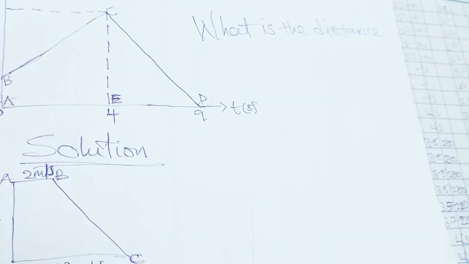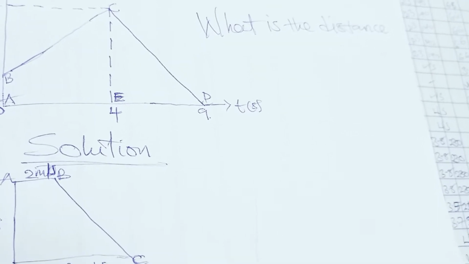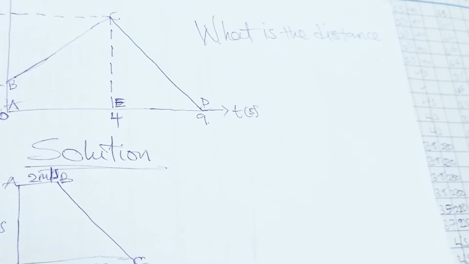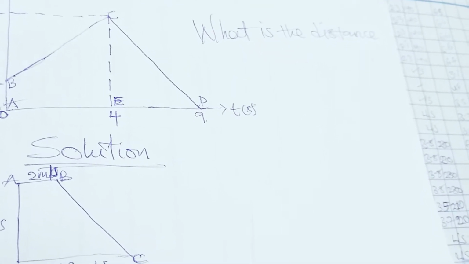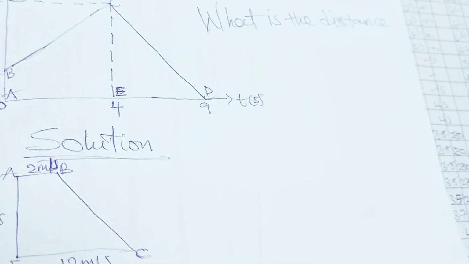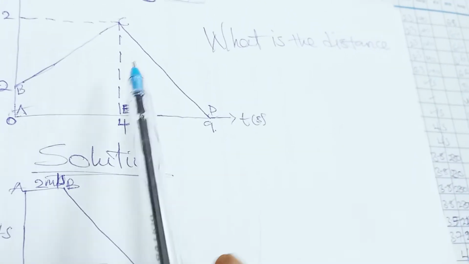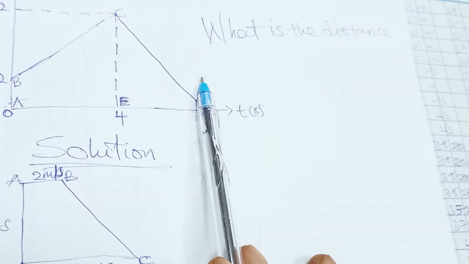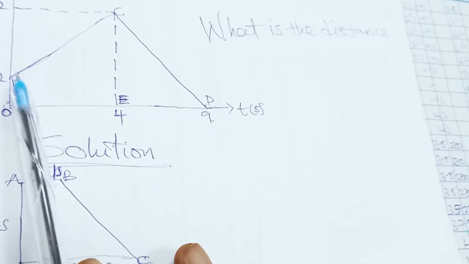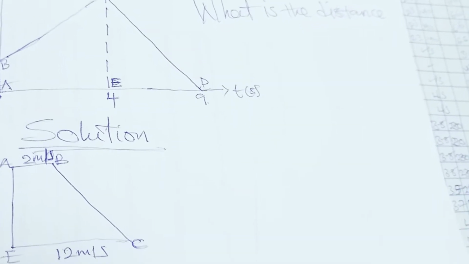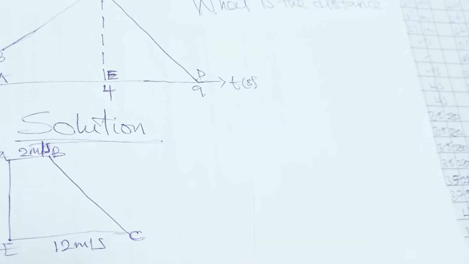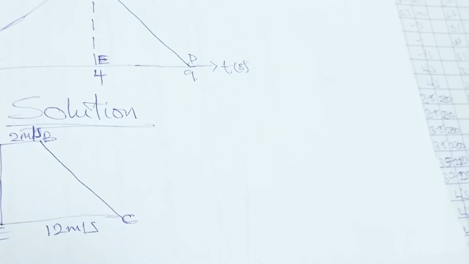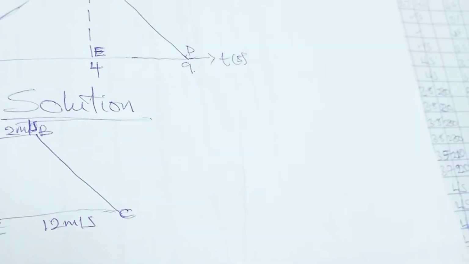Now, if you look at this shape very well, in order to calculate the distance we are asked to calculate, we are going to calculate the total area covered by the object in the motion. Now, we've removed this side, right? This side is a triangle. It's a right angle triangle. While this side, if you look at it very well, you will see that this is a half trapezium. We'll solve this question with two different methods.